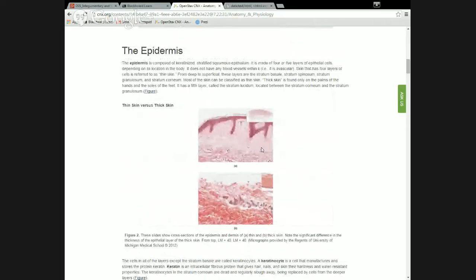Personally, I would have put this particular point a little bit later on, but there are two types of skin. There's thin skin and thick skin, which obviously relates to their thickness.